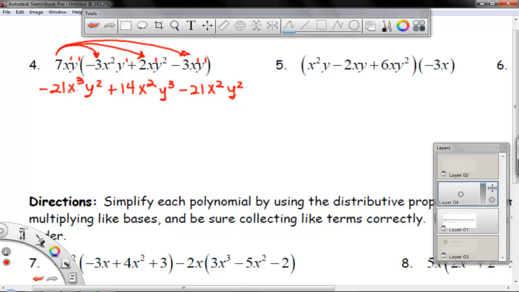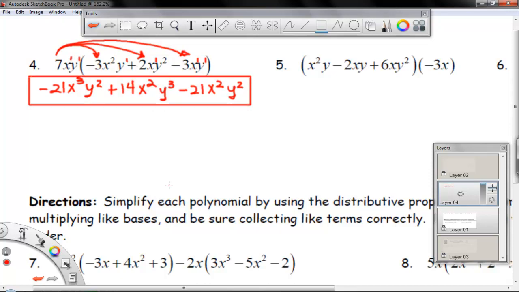Now if I look here, I do not have any like terms at all, do I? If you look at your x's, this x has an x to the third, this x is x squared, this is x squared here, and you may think these two are alike, but they are not exactly the same when we look at the y's. So these are all terms that are different, and therefore I can't collect them or simplify this problem any more than it already is. So that is the finished problem right there.